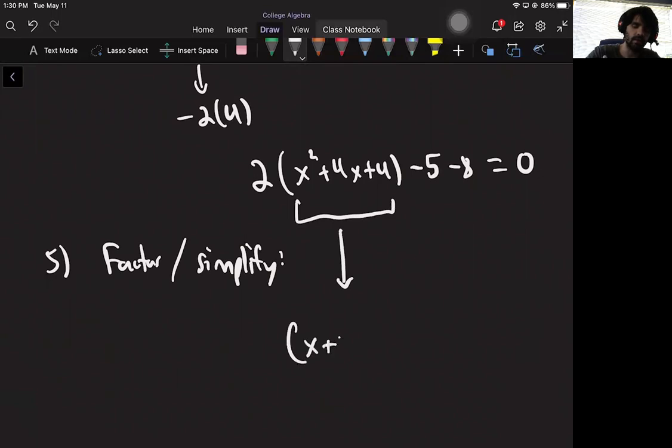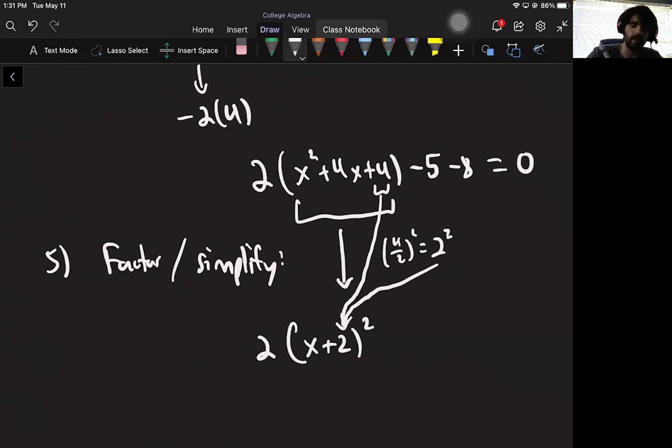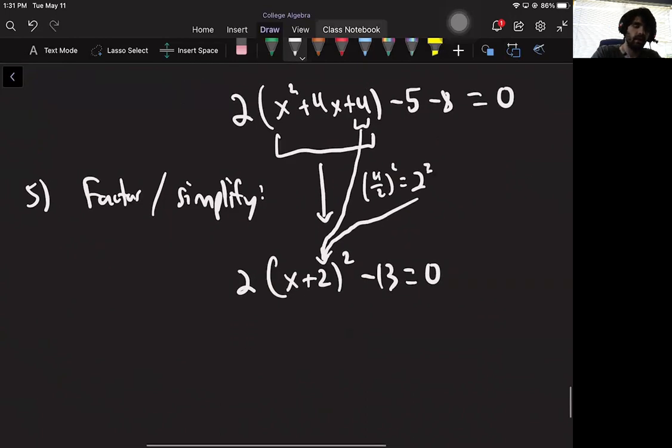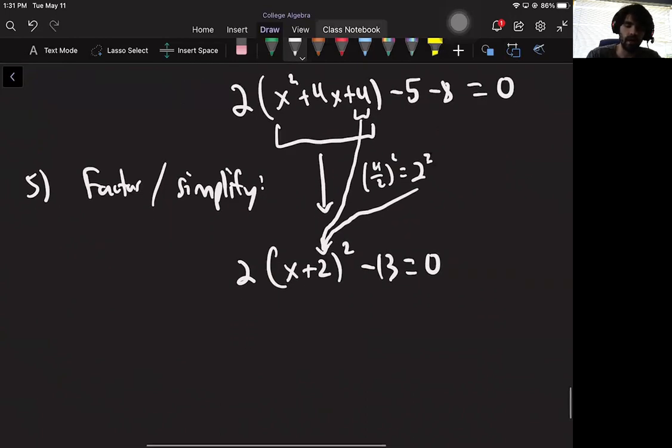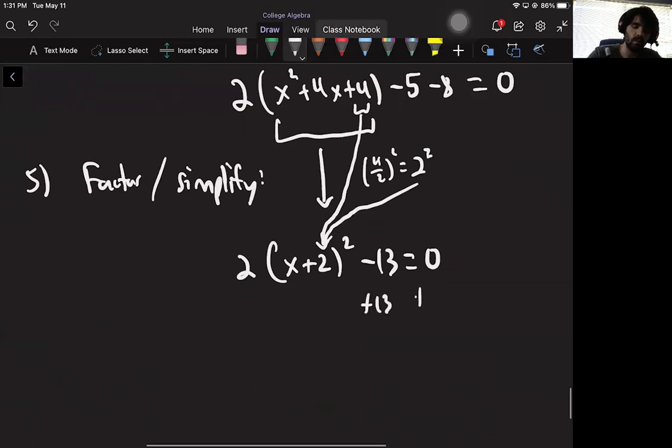So it becomes (x + 2) squared, because it's always going to be whatever this number was before you squared it. And it was 4 over 2, it was 2 squared. And then the rest of it, you just simplify by sticking those numbers together. And now I can solve for x by adding the 13 and getting this squared piece by itself.